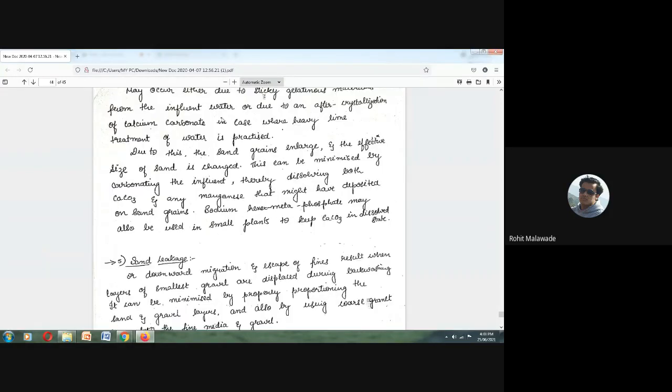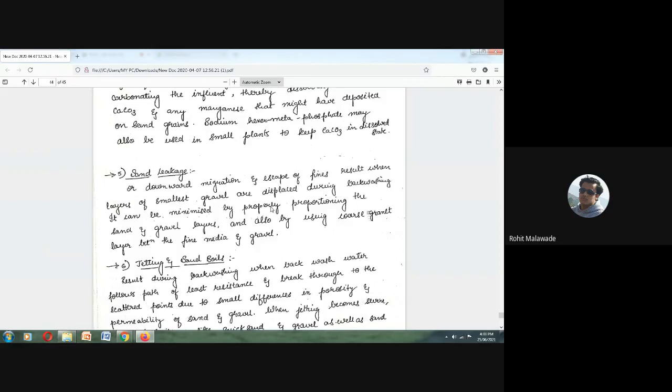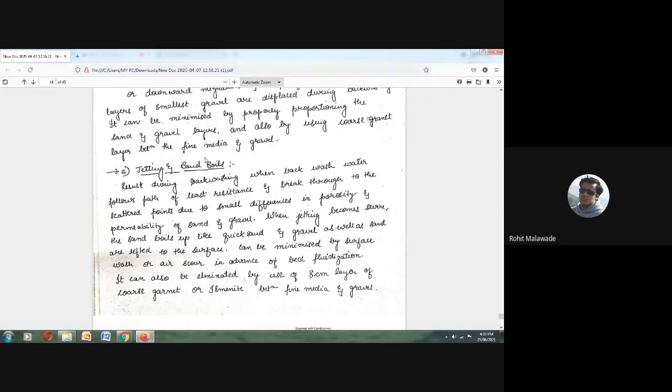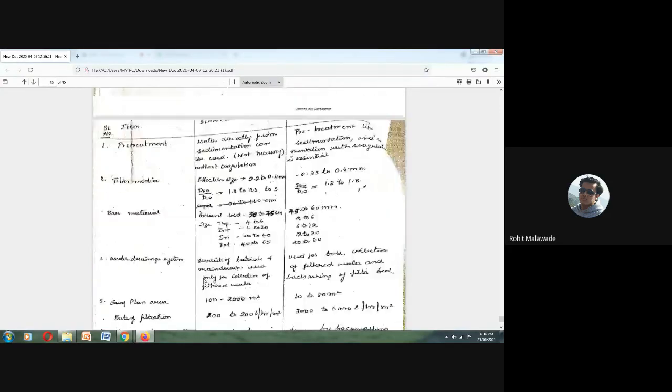Then sand leakage. As we know, we are going to have backwashing, and we are going to use too much air pressure in case of backwashing. So in that condition, what may happen? There may be a leakage due to the excessive water pressure and air pressure. There may be sand leakage at the top surface. Then formation of jetting, and the formation of sand boils or sand balls.